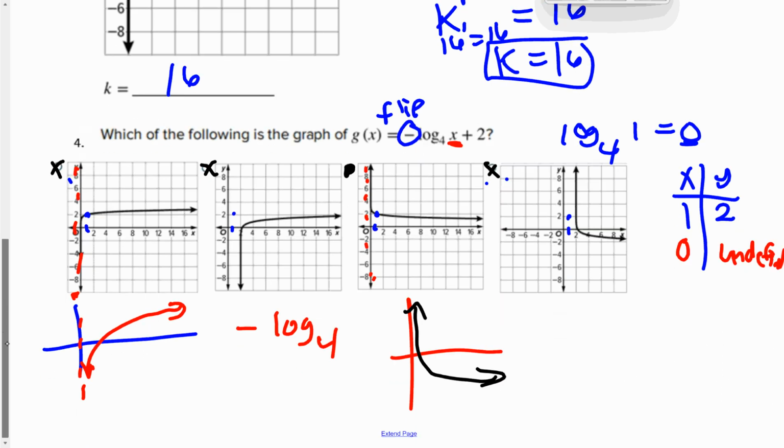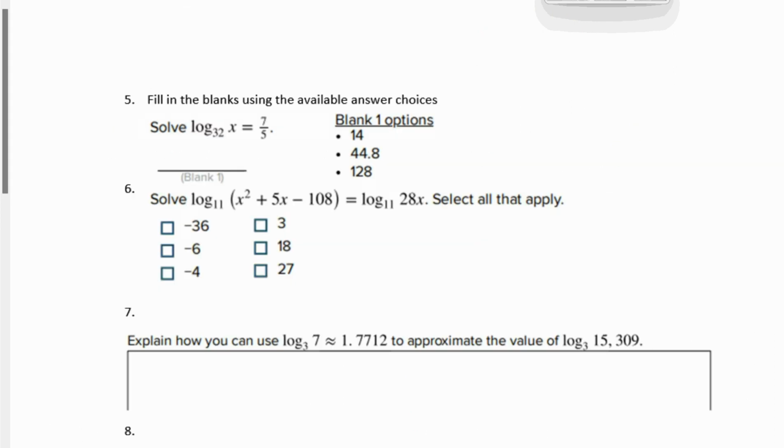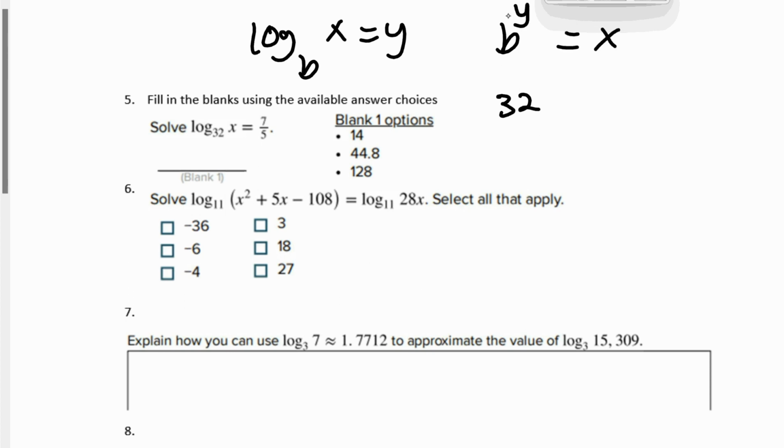Okay. All right. Number 5 here, just basically solving this problem, rewriting it. It's a log, so I can solve it by rewriting. My base is 32, so that's the base of my exponent, right? Remember, log of any base of x equals y gets switched to the base, stays the base. Whatever's on the same side is no longer on the same side, and the answer of the log is the exponent. Okay, so that means the answer, 7 over 5, would be the exponent, and x would be the answer of the exponent, because these two are no longer on the same side.